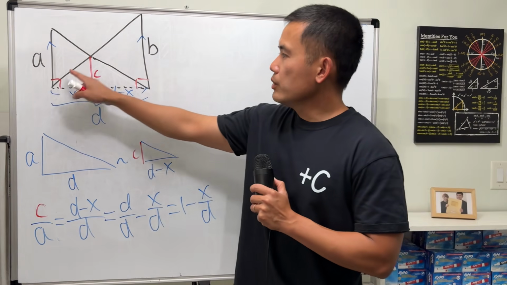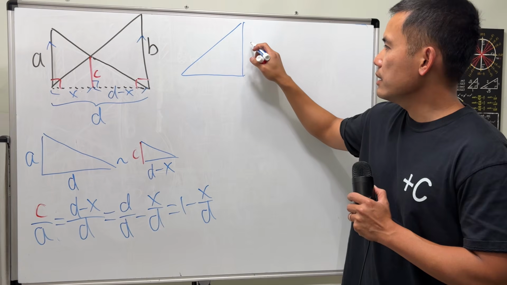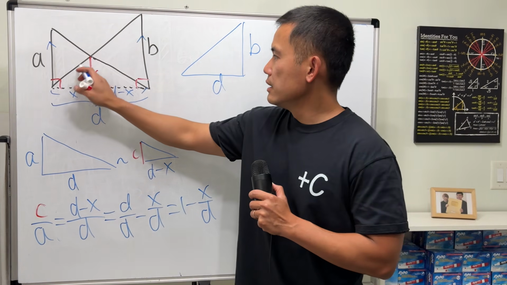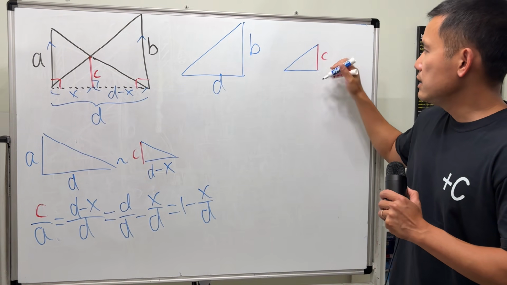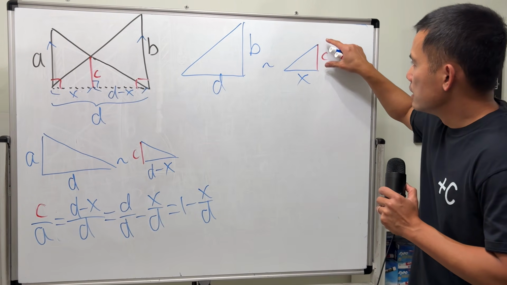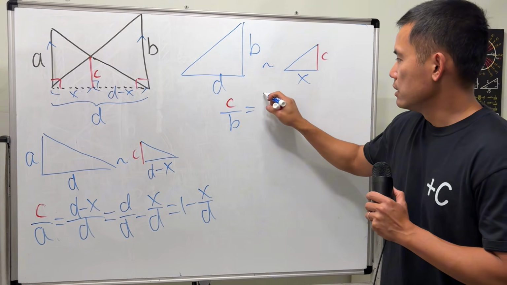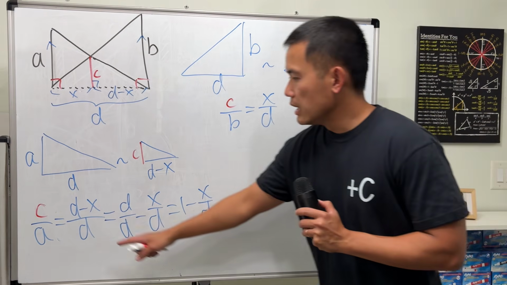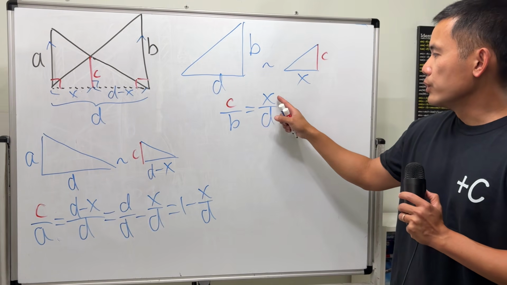Now, I'm going to look at this triangle here. So we have it like this. The big one, we have B here, and then the whole thing is d. And I'll look at this small one here. This is C, and this is x, and again they are similar. I will do it in the same manner: C over B is equal to x over d. And now we have the ingredients that we need. C over A is equal to 1 minus x over d, and C over B is equal to x over d.